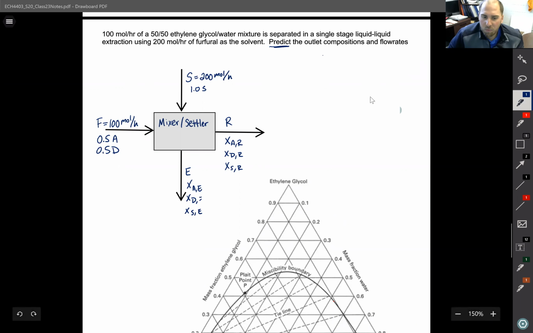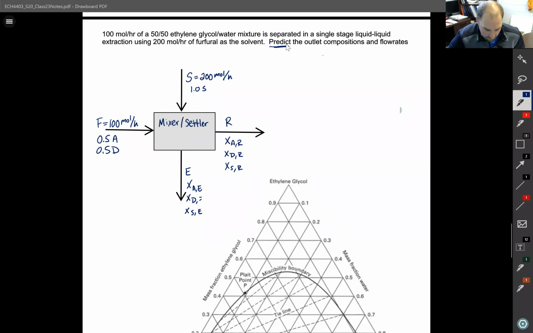This is the practice problem from lecture 23's summary sheet. 100 moles per hour of a 50-50 ethylene glycol water mixture is separated in a single stage liquid-liquid extraction using 200 moles per hour of furfural as the solvent. Predict is the key word. This is a predict type problem. We talked about that in video 2.